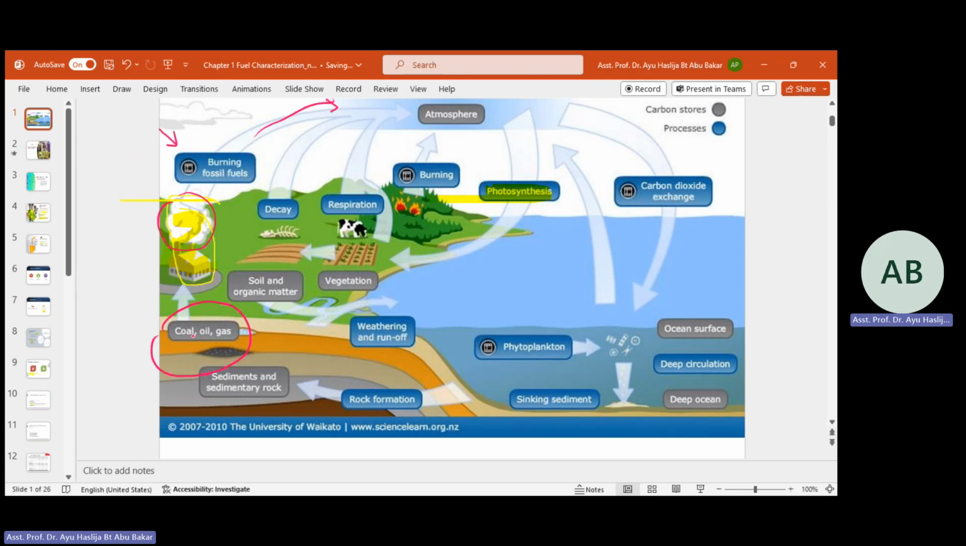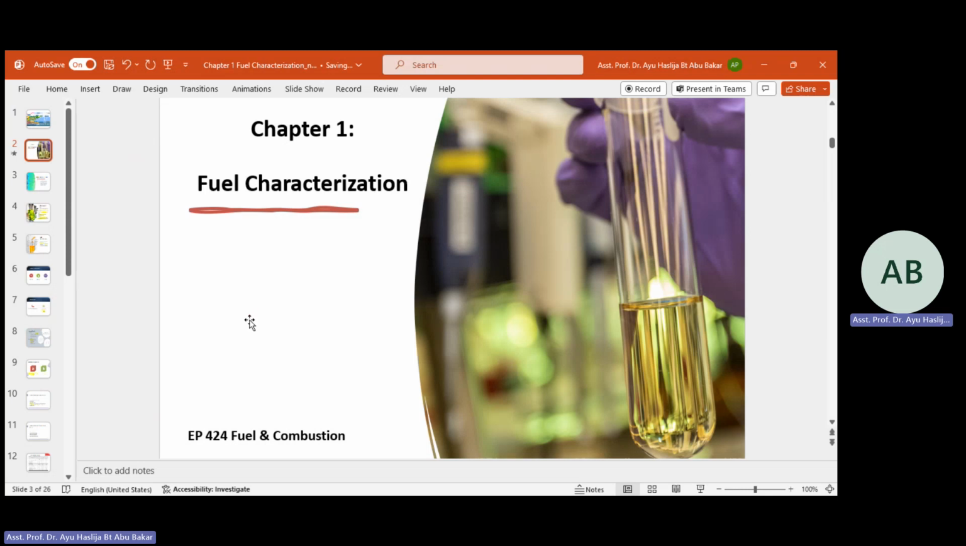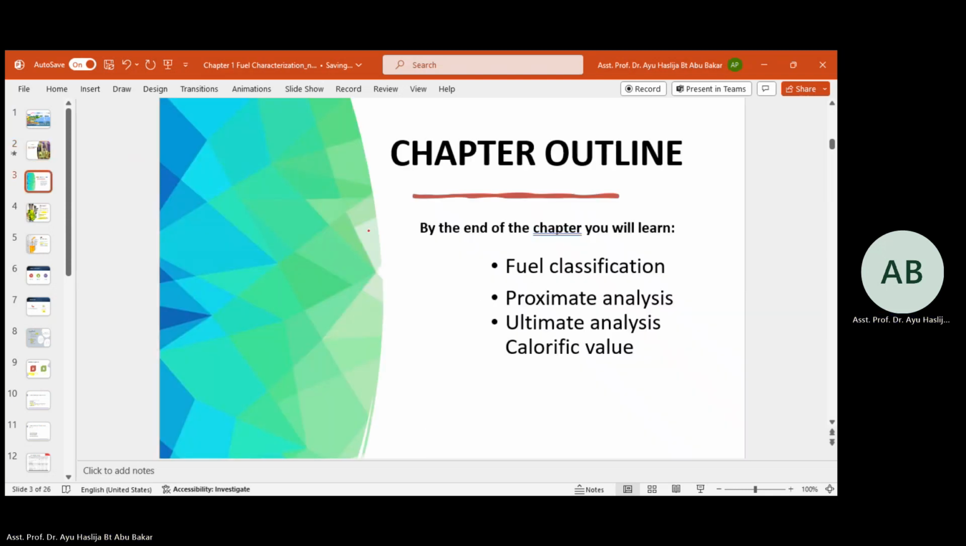Basically, the general concept: fuel, the coal, oil, gas. Where does this come from? Fossil fuel. Then burn, then it releases the gases. Where do the gases go? Either used by the plant or stored. The current trend now is that they are looking for CO2 storage, right? Okay, we go to fuel characterization, where you will learn fuel classification, proximate and ultimate analysis, and also the calorific value.